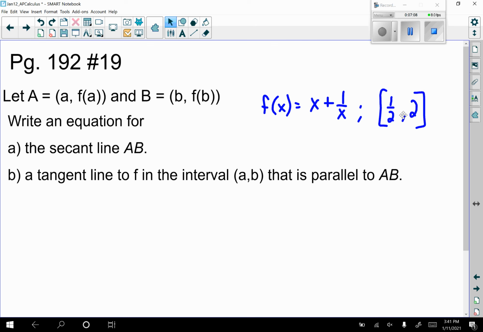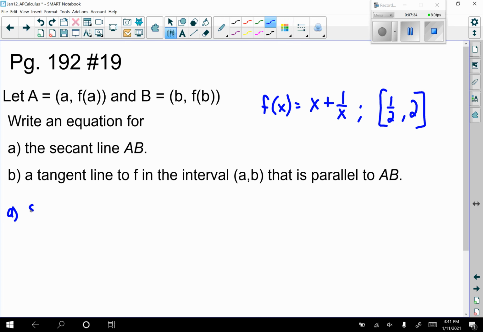But here, we're going to let A equal the point A comma f of A, and B is going to equal the point B comma f of B. We're going to write an equation for the secant line AB, connecting endpoints A to B, and then an equation of a tangent line to our function in this interval A to B that is parallel to line AB, or line segment AB. So let's start off with A.